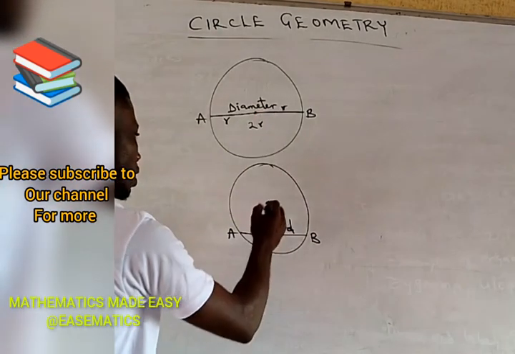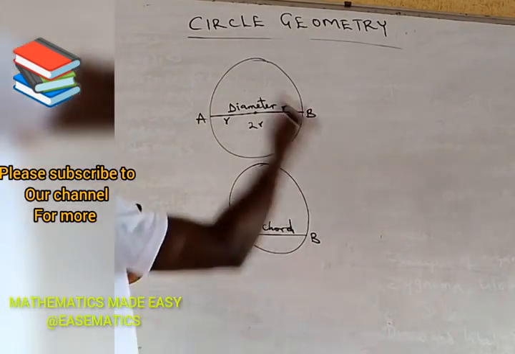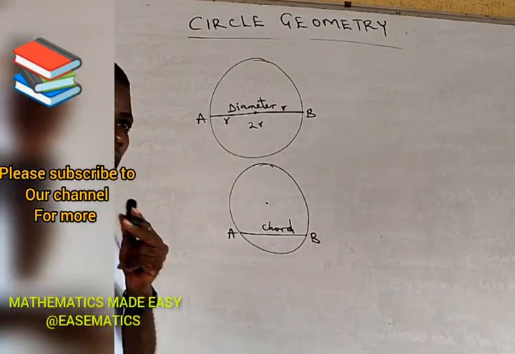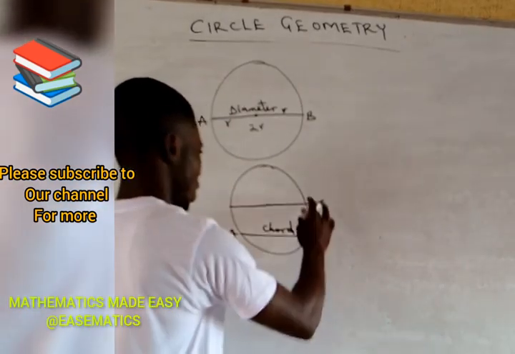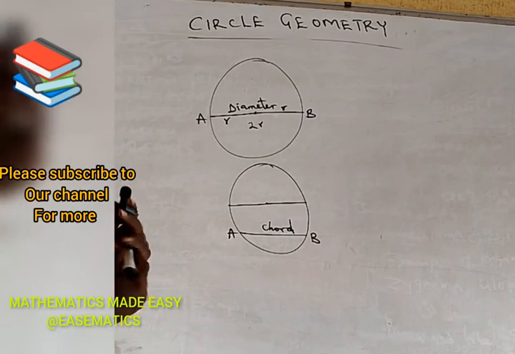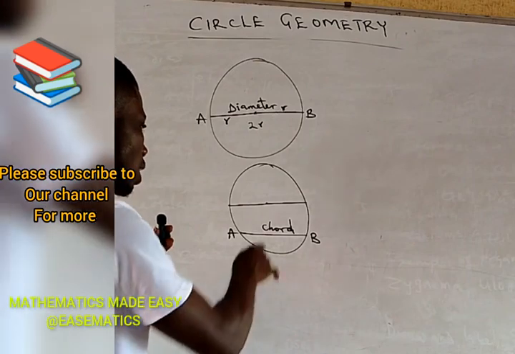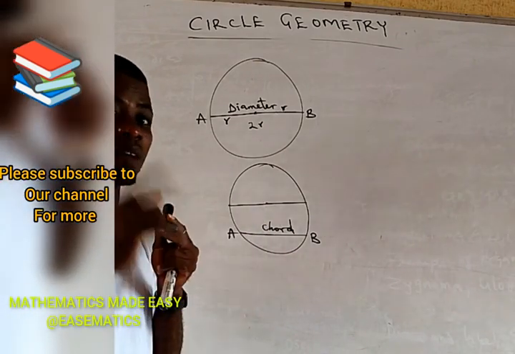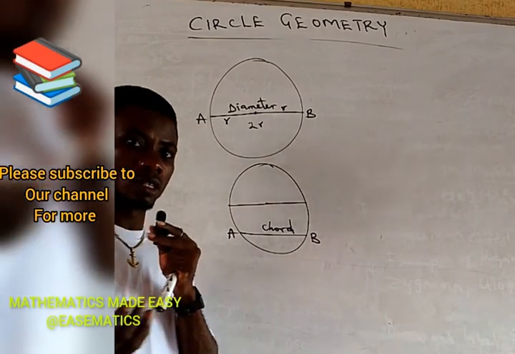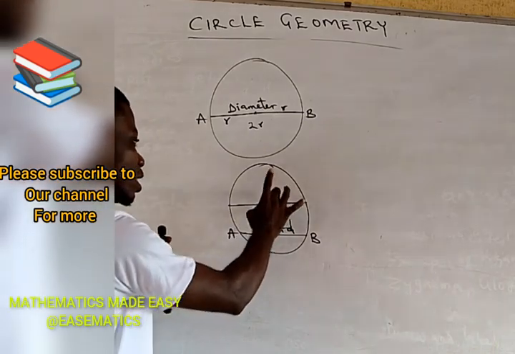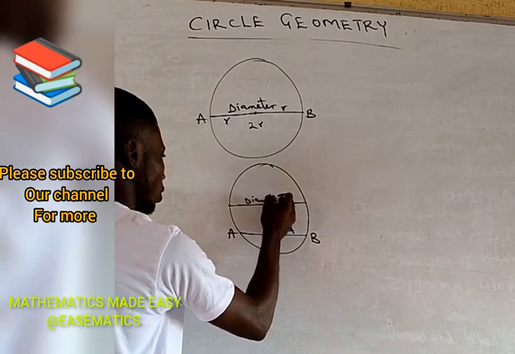You may be forced to ask, if the definition I have given to a chord is almost the same as the one I gave to the diameter, does it mean they are the same or different? The simple answer is that the diameter is the largest of all chords. So the diameter is also a chord, but it is the largest of the chords. So the diameter here is also a chord.